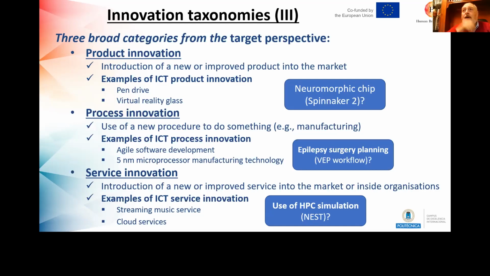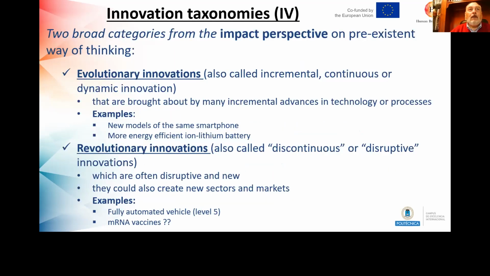My intention here with these slides is to show that we're speaking about the huge final product. In a project like HBP, you could have several things that could be classified as product, process, or service innovation, not a single one. Sometimes you need to refer to evolutionary or revolutionary innovations. Here we're speaking about to what extent they have changed totally the landscape.